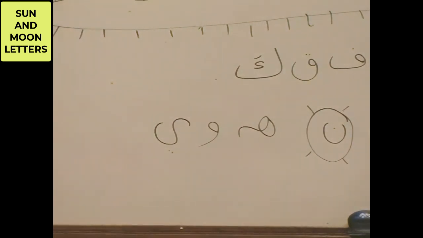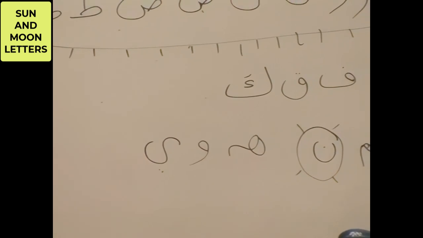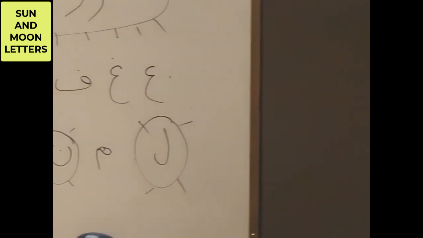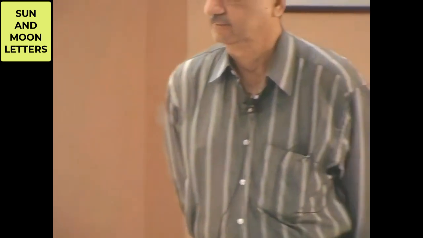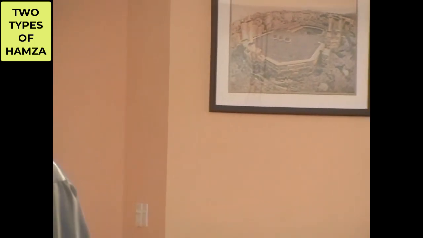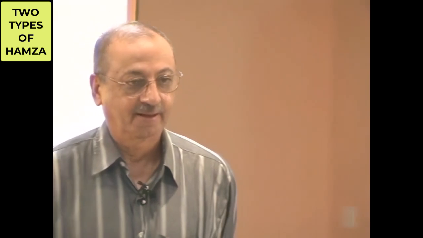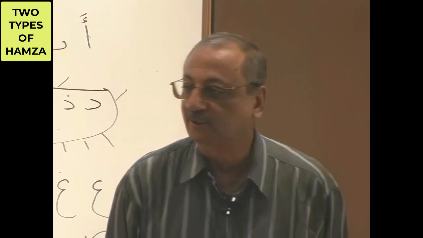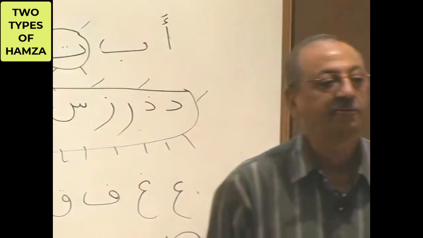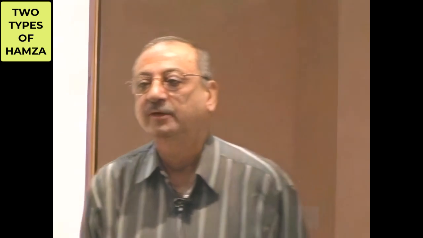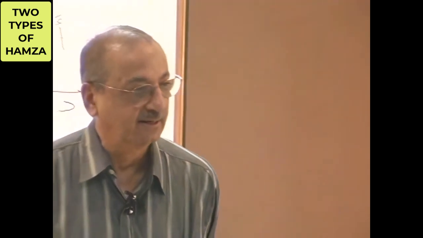Now, since we are doing this, we have to learn a little extra thing, brother. Hamza. There are two kinds of Hamza. We are going to learn two kinds of Hamza. One is called Hamzatul Wasal, Hamza of assimilation. And the other one is called Hamzatul Qata.